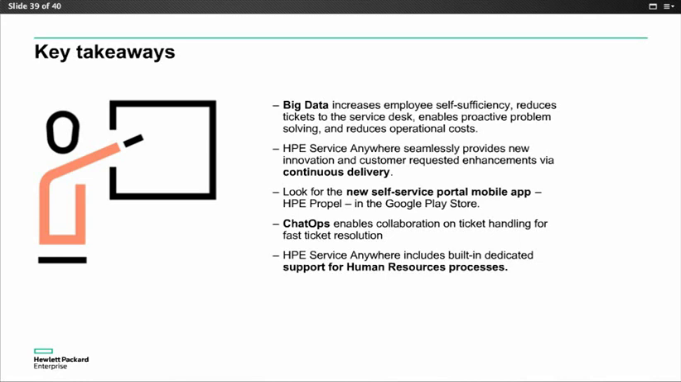ChatOps is one of our key features of this release. It enables collaboration on ticket handling for fast ticket resolution, and it is available not just in Service Anywhere, but in a number of products in the HPE software portfolio, such as Service Manager and ALM and more. And last but not least, keep in mind that Service Anywhere is for IT, but not just for IT. It can also be adopted by lines of business, and we're showing that by including the new dedicated support for human resources. So please keep us in mind for that.